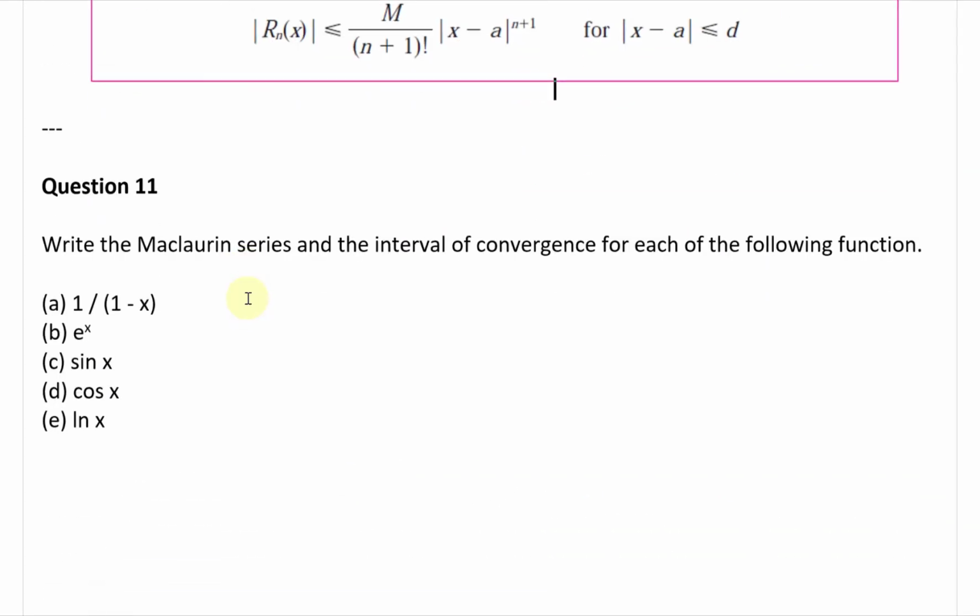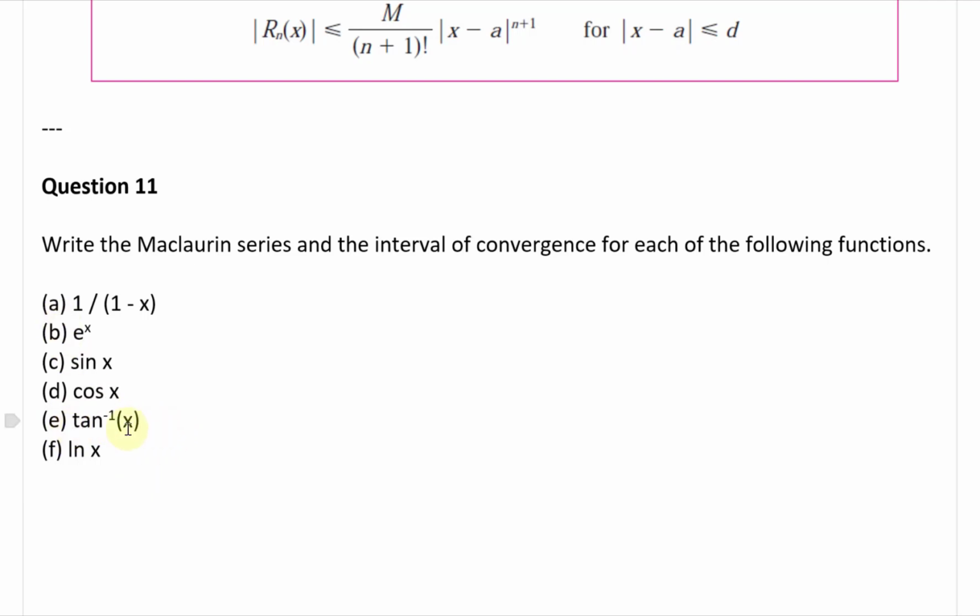So now let's look at question 11. Question 11 states, write the Maclaurin series and the interval of convergence for each of the following functions. So you have a is equal to 1 divided by 1 minus x. And here I just quickly added letter f. I forgot to add this e there.